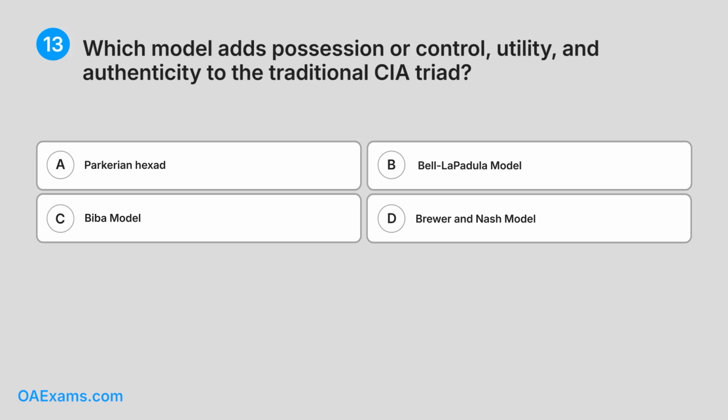13. Which model adds possession or control, utility, and authenticity to the traditional CIA triad? A. Parkerian hexad. B. Bell-LaPadula model. C. Biba model. D. Brewer and Nash model. What do you think is the answer?